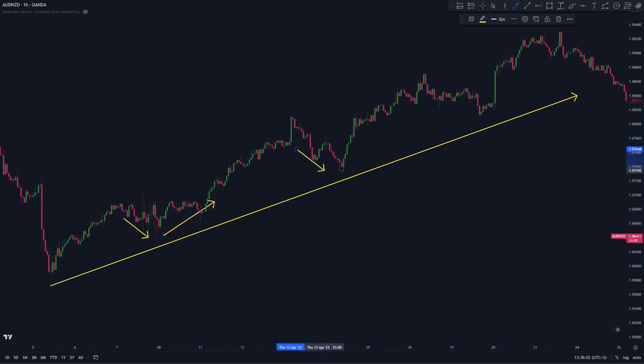A pullback and a continuation. A pullback and a continuation. These pullbacks and continuations are the short-term trends that we're going to catch using the Nadaraya Watson indicator. In order to jump into this trend continuation move before it's too late, let's activate the Nadaraya Watson indicator.